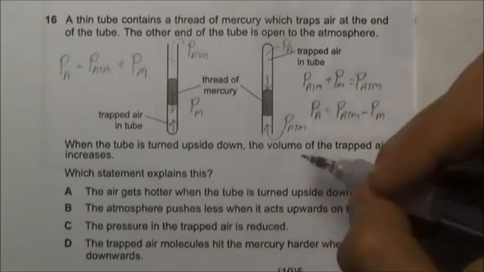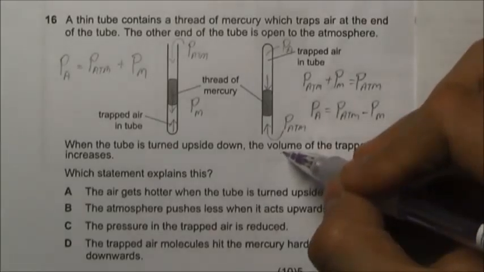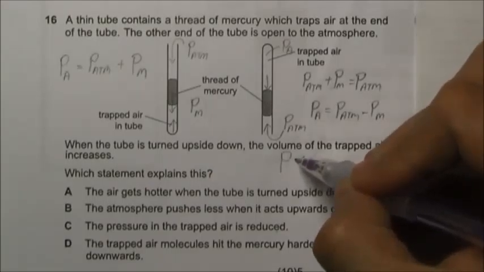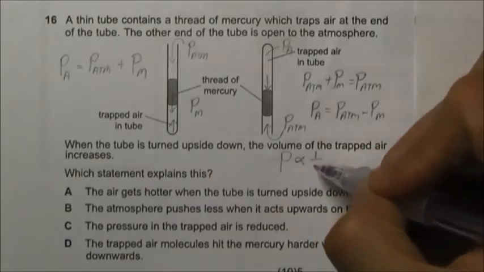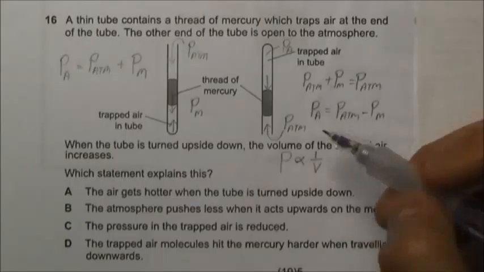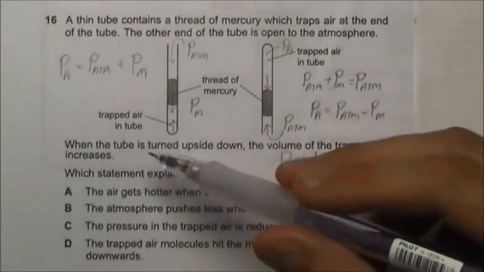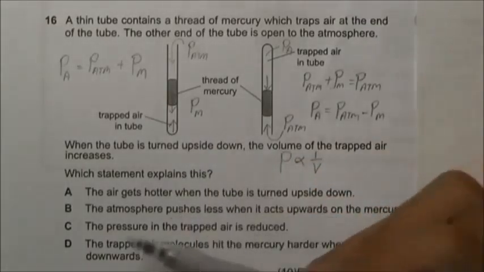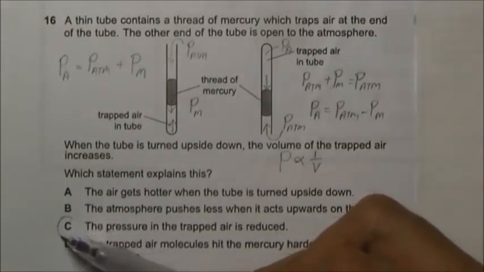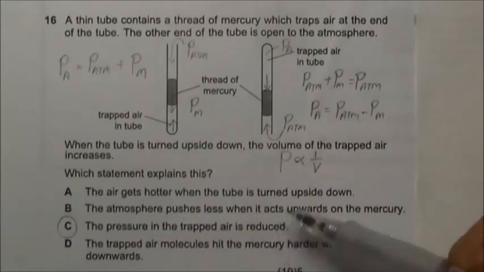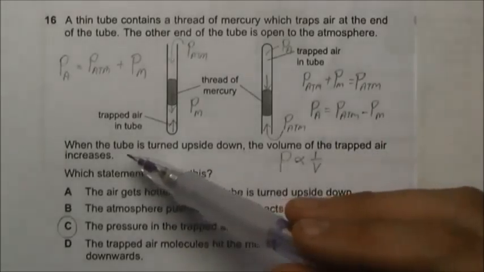And looking at the relationship between pressure and volume, pressure is inversely proportional to volume. As the pressure decreases, the volume will increase. So the answer should be C. When the pressure of the trapped air is reduced, the volume of the trapped air increases.